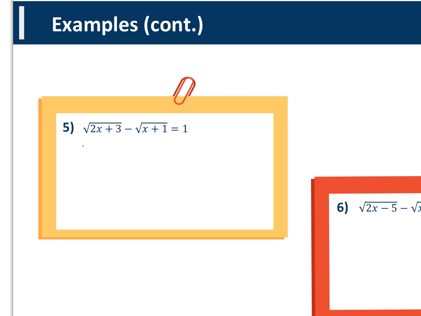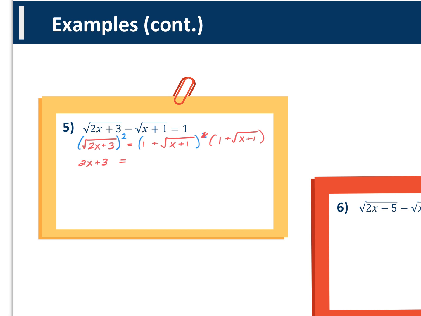We're going to get the square root of 2x plus 3 equals 1 plus the square root of x plus 1. And we are going to have to eliminate the radical on one side to start. So I am going to square both sides. The left side will clean up really easily. It's just going to be 2x plus 3. The right side is going to get quite complex quite fast because I have to FOIL this out.